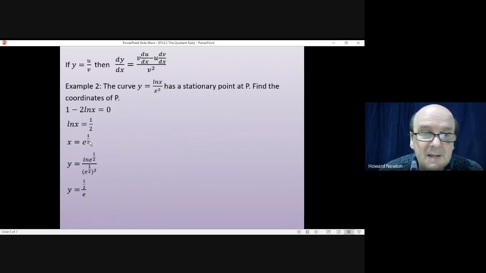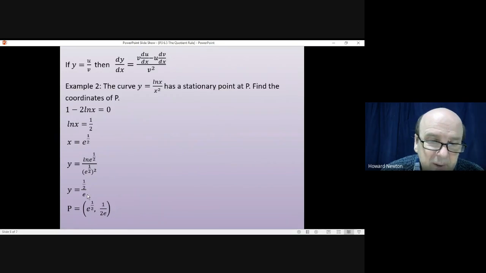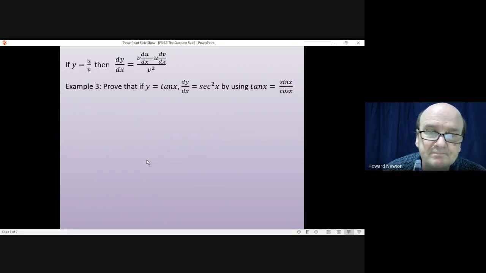Now we know both x and y, so we can write down the coordinates of the stationary point P, which will be e to the power of 1/2, the x-coordinate, and 1/2 divided by e simplifies to 1 divided by 2e. Okay, example 3.